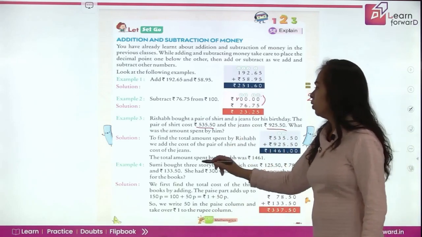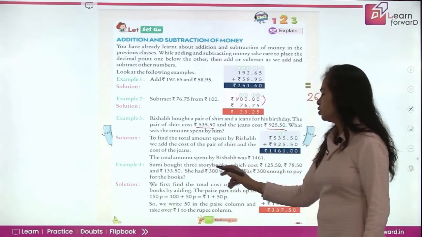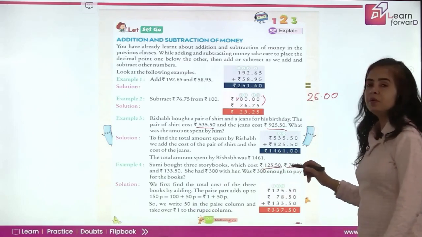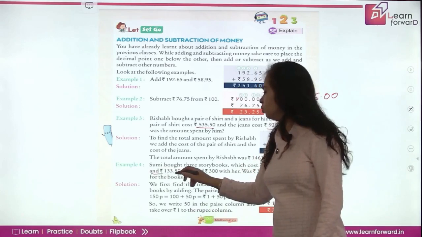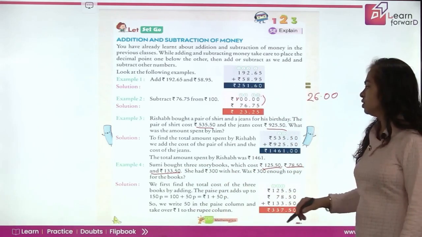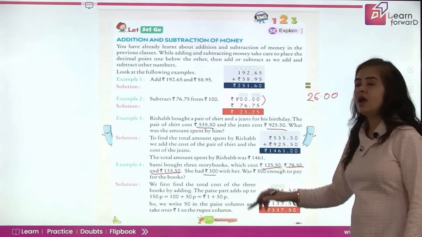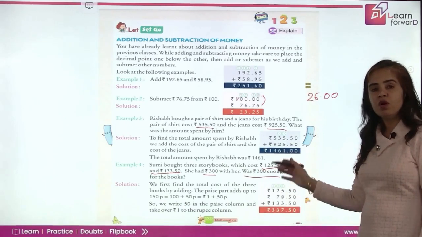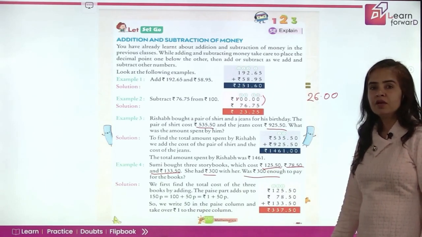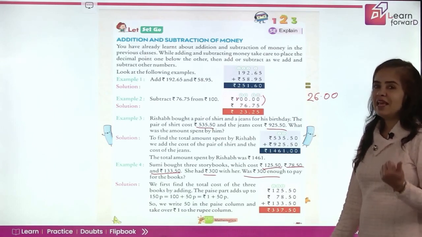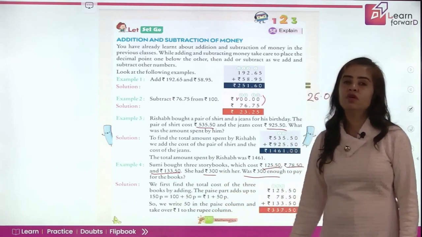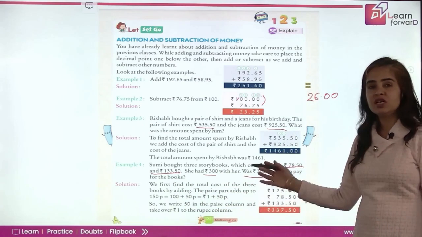Okay. Now coming to next, Sumi bought 3 storybooks which cost rupees 125.50, rupees 78.50 and rupees 133.50. She had rupees 300 with her. Was rupees 300 enough to pay for all these things? What do you think? What will you do first? Yes, exactly. We will first find out what is the sum of all these amounts that she has to pay.